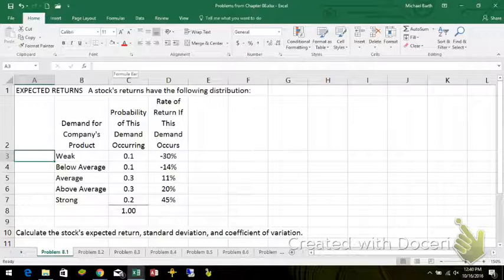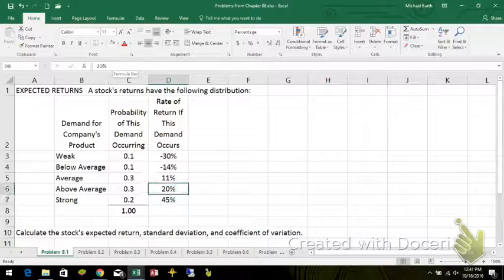This is problem 8.1 from Brigham and Houston's Fundamentals of Financial Management, Concise 9th edition. You're given some information about demand for a product under these 5 different states of nature and the probability of each of these occurring and the rate of return for the company if these are the outcomes.